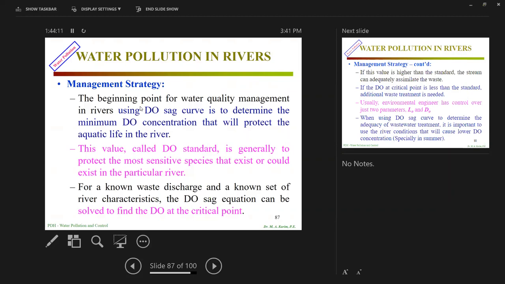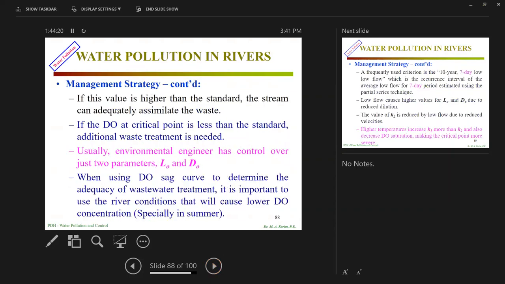For a known waste discharge and a known set of river characteristics, the DO sag equation can be solved to find the DO at the critical time. We have seen that, right? If this value is higher than the standard, then the stream can adequately assimilate the waste. If the DO at the critical point is less than the standard, additional waste treatment is needed. Ultimately, usually an environmental engineer has control over two parameters, S0 and D0. Other parameters they don't have any control over, they are controlled by other factors.